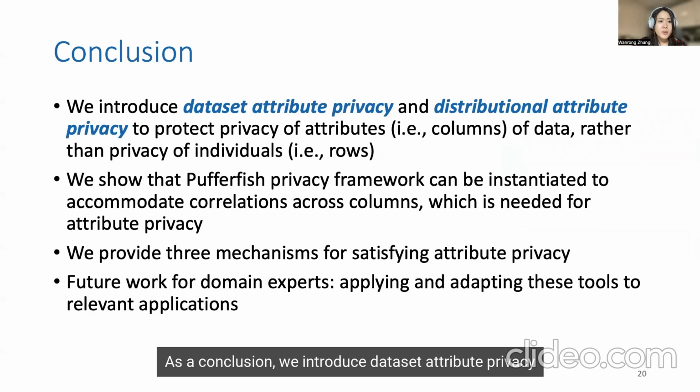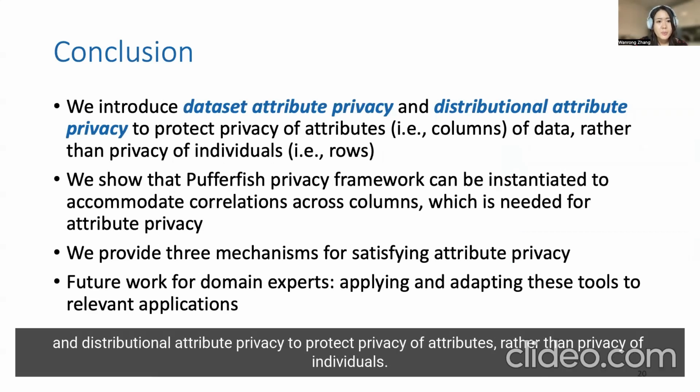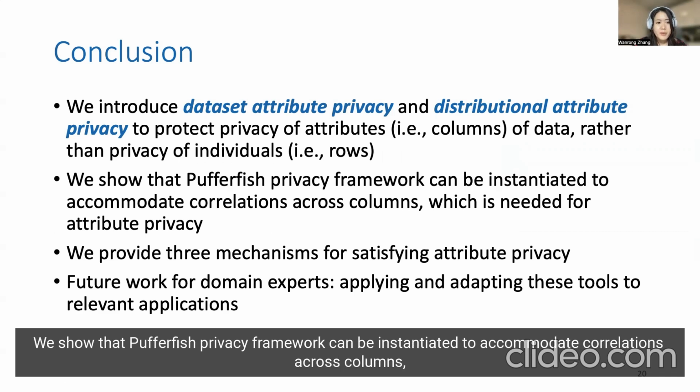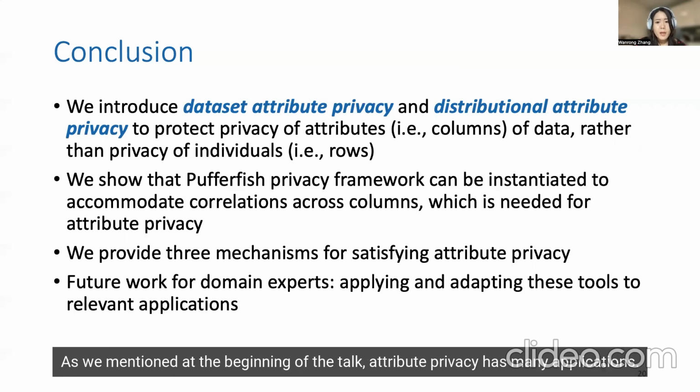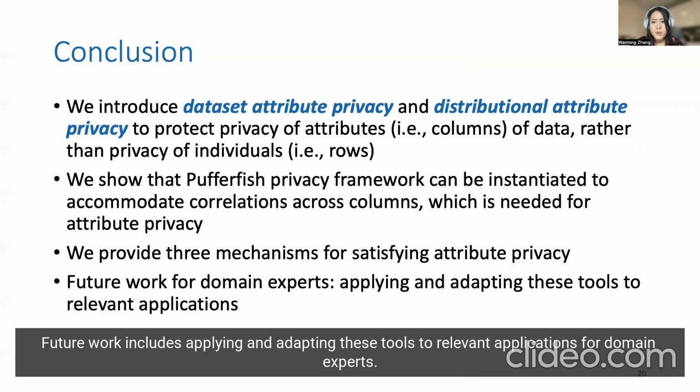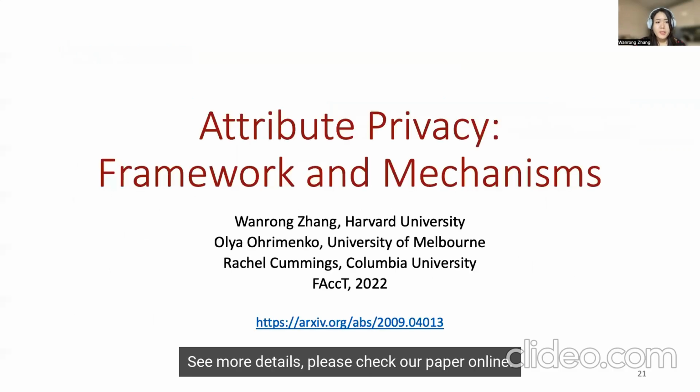As a conclusion, we introduce dataset attribute privacy and distributional attribute privacy to protect privacy of attributes rather than privacy of individuals. We show that the Pufferfish privacy framework can be instantiated to accommodate correlations across columns, which is needed for attribute privacy. We also provide three mechanisms for satisfying attribute privacy. As we mentioned at the beginning of this talk, attribute privacy has many applications. Future work includes applying and adapting these tools to relevant applications for domain experts. For more details, please check our paper online.